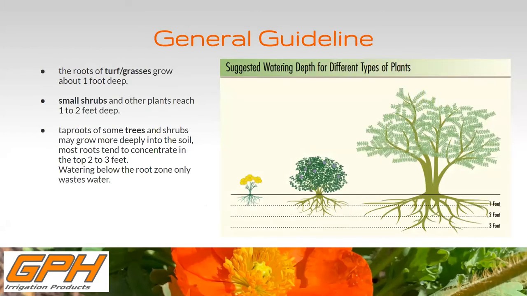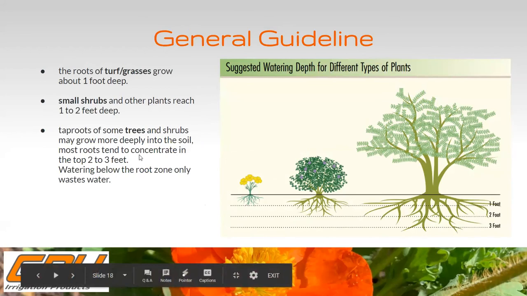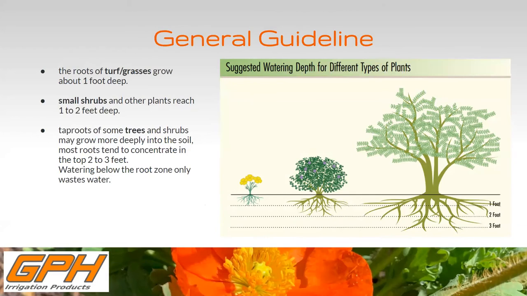So in regards to the website that I referred to, there is a general guideline, and I really liked their diagram here, so I used it. The roots of turf grasses, for example, grow 1 foot deep. No, I should say 1 foot, sorry. And then the small shrubs are 1 to 2 feet deep. And then the taproots and the trees of the shrubs, so the larger plants, will grow 2 to 3 feet deep. So you have to consider that when watering that plant, how long to water and getting the water through the soil and infiltrating the soil.